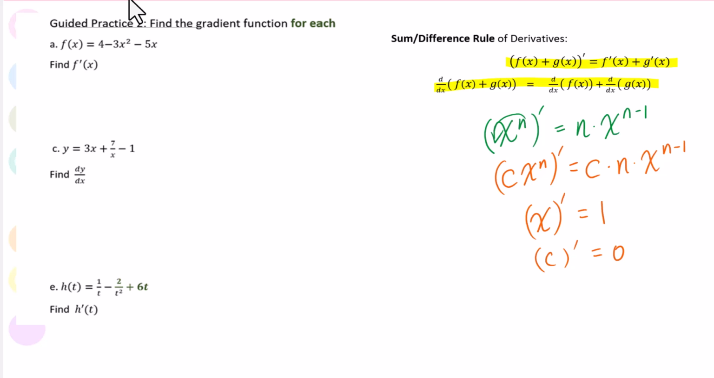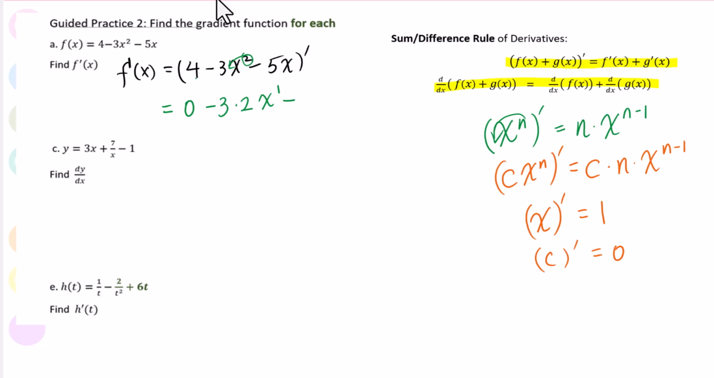So for f prime of x equals the derivative of 4 minus 3x squared minus 5x, equals 4 prime is 0, minus, for these 2, drop down, 3 times 2 x to the first power, minus, x prime is 1, so minus 5. Organize: negative 6x minus 5.